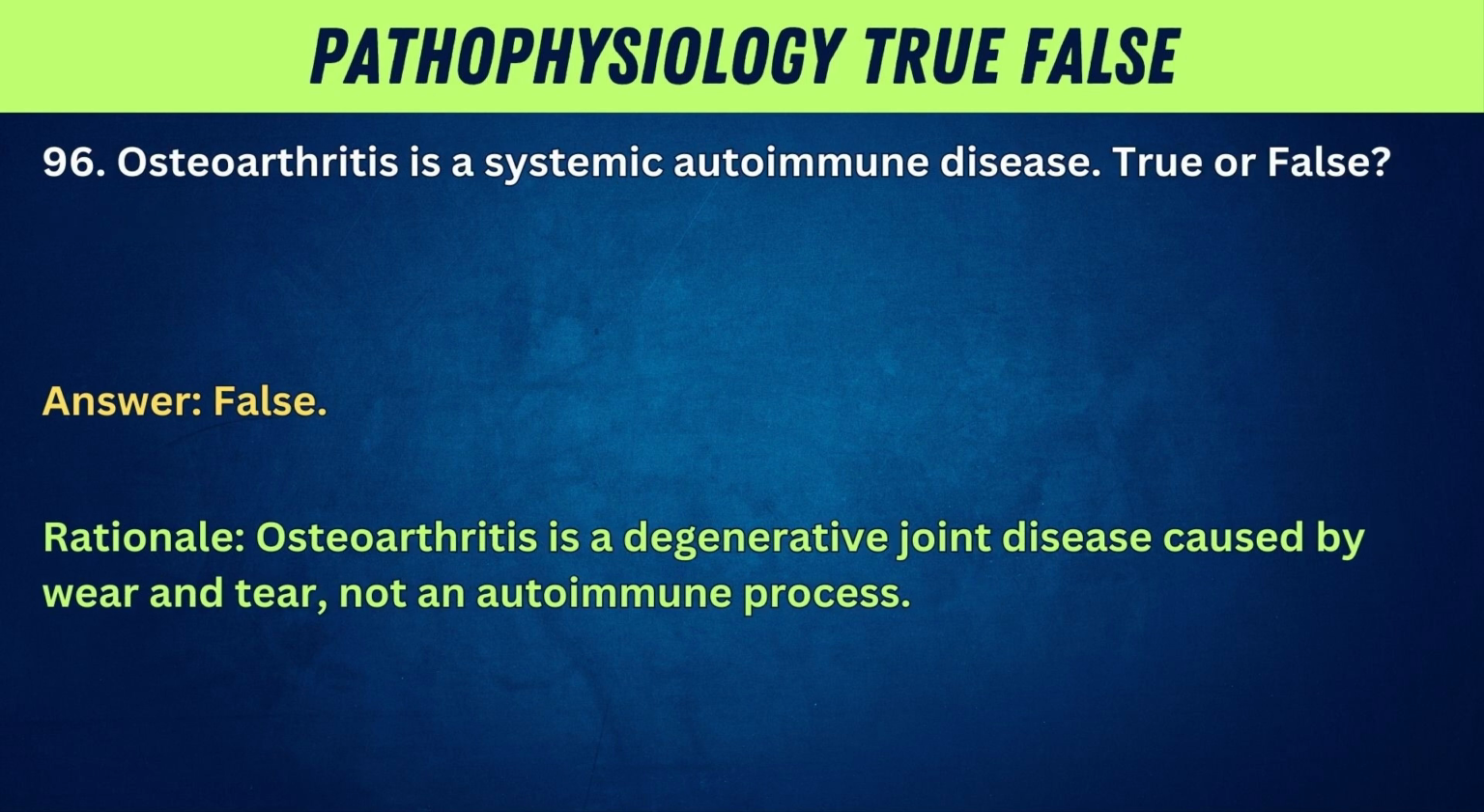96. Osteoarthritis is a systemic autoimmune disease. True or false? Answer: false. Rationale: osteoarthritis is a degenerative joint disease caused by wear and tear, not an autoimmune process.